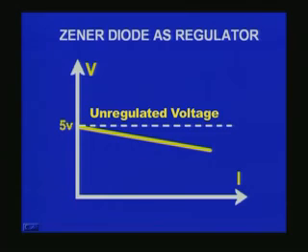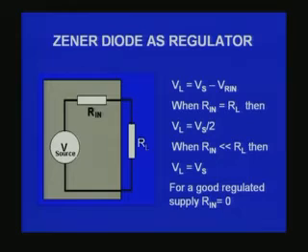So if you want to avoid this fall in the voltage, and if you want the voltage to remain constant irrespective of the load that you connect, then you have to do something to the unregulated power supply, and that is what is called regulation. So you have to regulate an unregulated power supply to give a constant voltage output irrespective of the load that you connect.